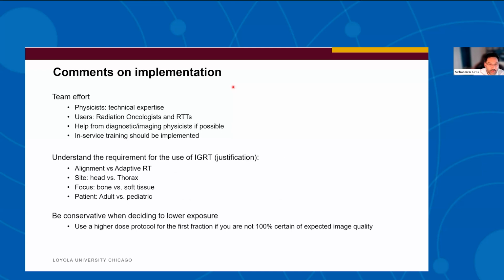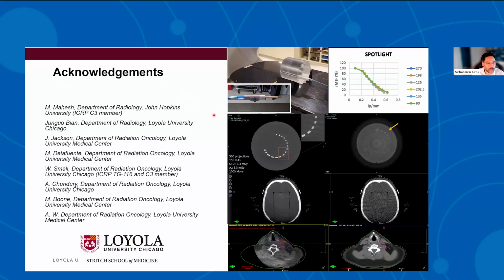And in-service training should be implemented because, for example, our radiation therapy technologists did not have experience or training in optimizing and using the different handles you could use to change your CBCT protocols. You need to understand the requirement for use of IGRT, so the justification that Bill Small talked about. Do you want to do patient alignment, adaptive radiotherapy, looking at the sites, what do you want to focus on, and what type of patient you are working with, and be conservative when you decide to lower your exposure. So use a higher dose protocol for the first fraction if you are not sure what you expect. And my acknowledgements. Thank you so much.